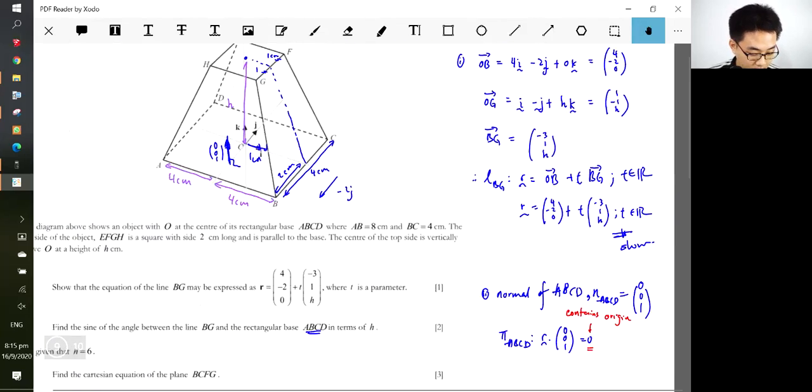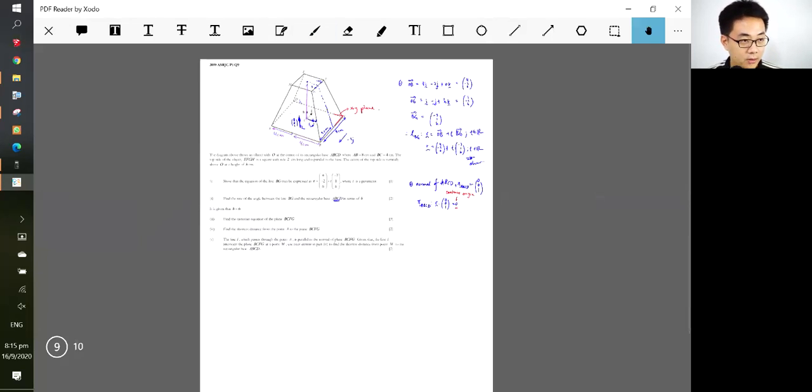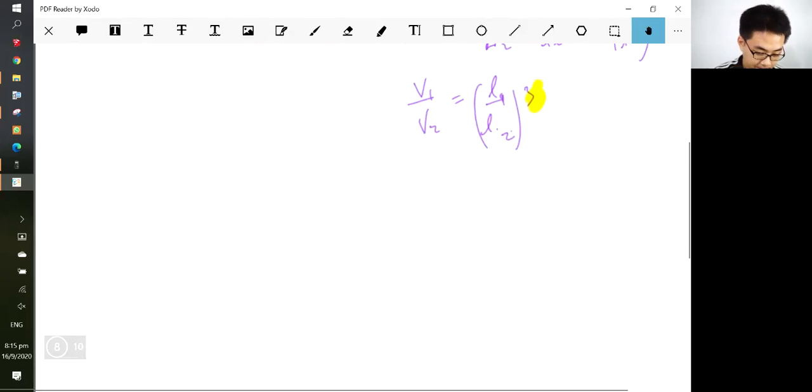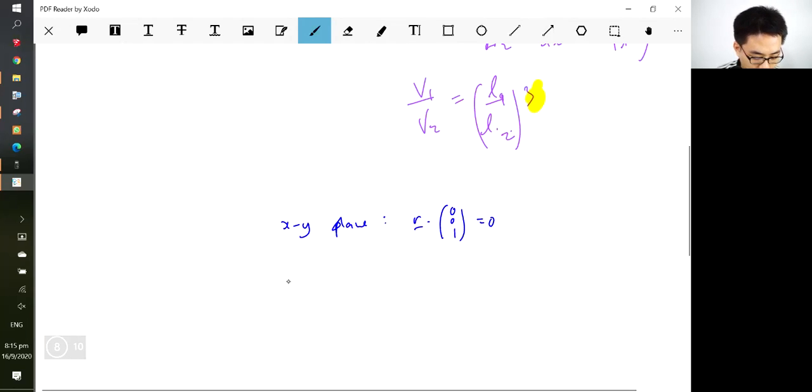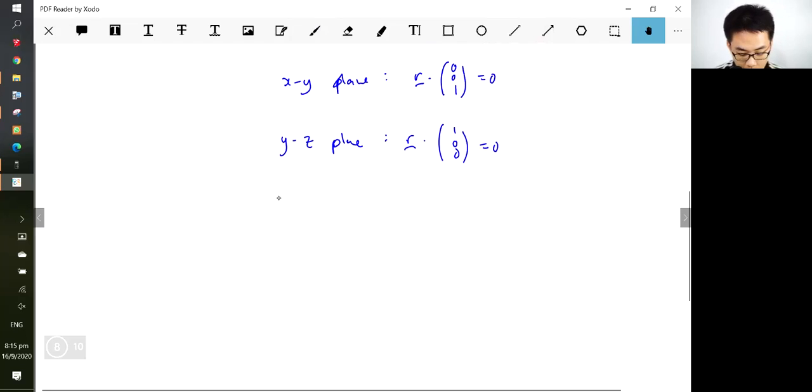Anyway, this is actually what we call the XY plane. Okay. You may want to copy it down somewhere. So the XY plane, you need to know that is r dot (0, 0, 1). The YZ plane is r dot (1, 0, 0) equals 0, because it all passes through the origin, and then after that you have got the XZ plane.